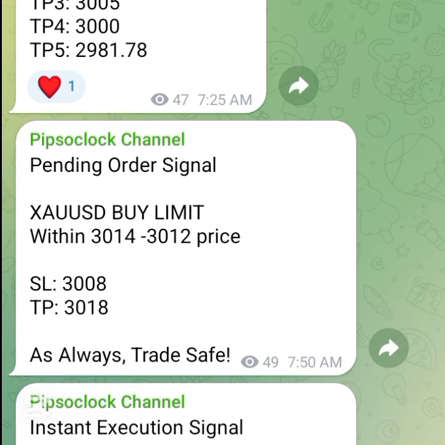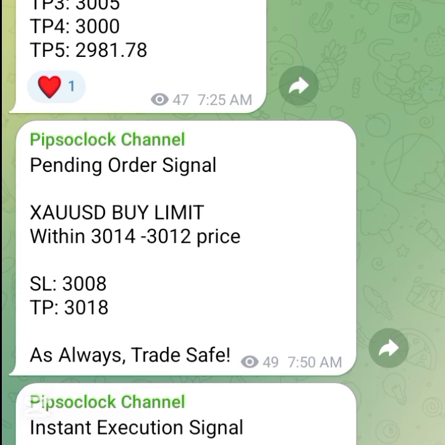For example, buy limit within 3014 to 3012. It means that price of gold at this point should still be within 3012 or 3013 or 3014. If it is higher than 3014, then it's out of range. So you should know that you have missed it, or you wait.